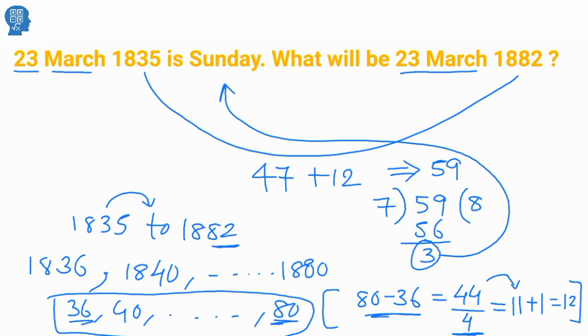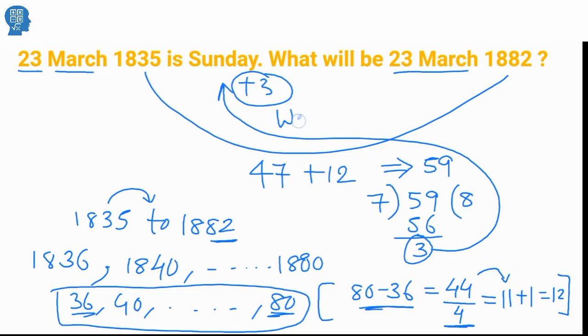Sunday is given here. Sunday plus 3 is Wednesday. So I hope you understand this problem. The answer for this problem is Wednesday. Now we are going to see another problem, an example.